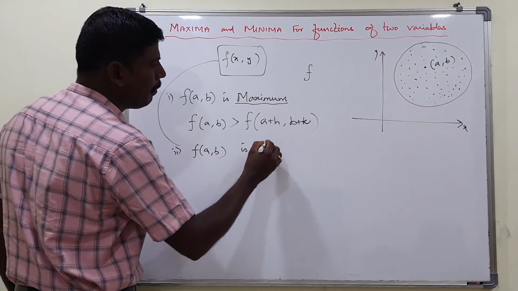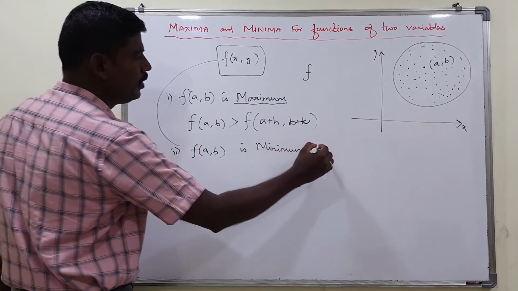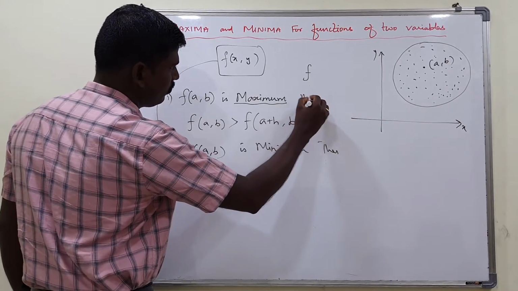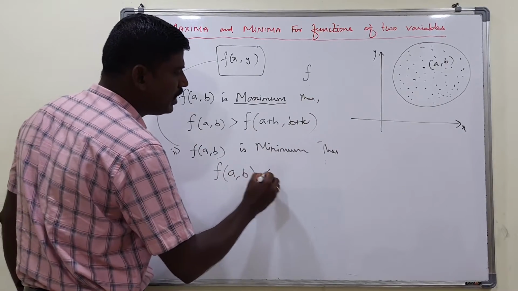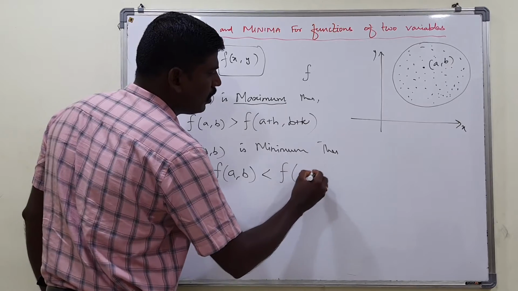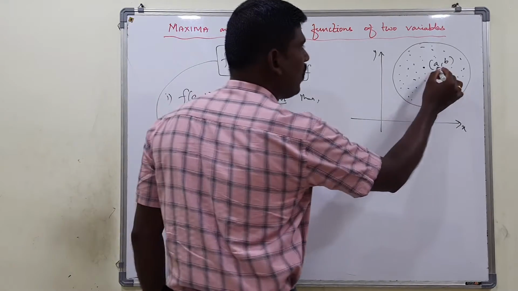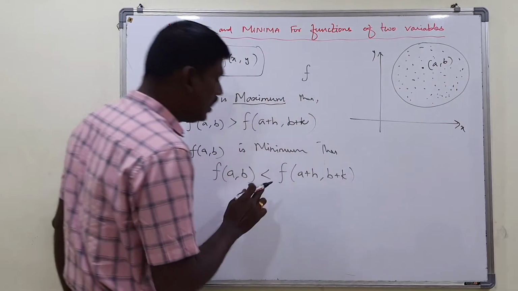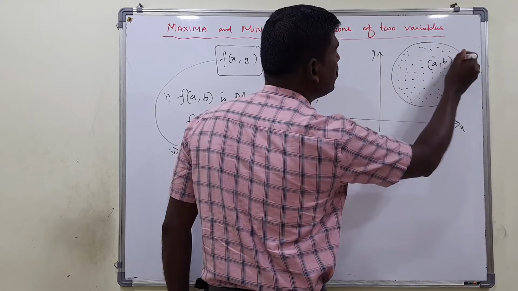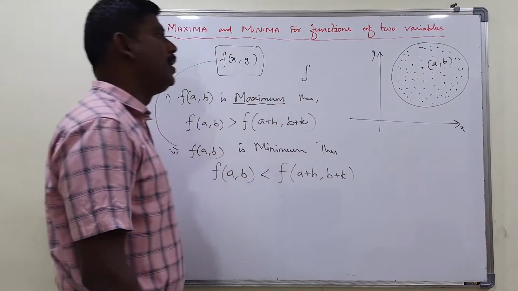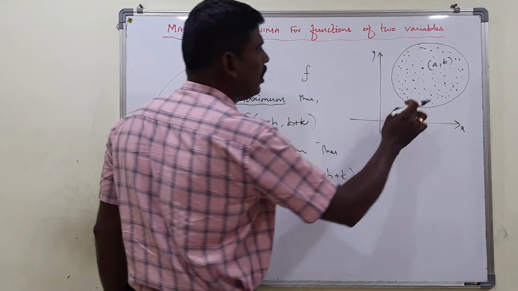Same like that, if f of a comma b is minimum, then the value of f of a comma b is less than f of a plus h comma b plus k. That is, the value of f at the point a comma b is always less than the f value of any point inside the neighborhood other than a comma b. That means f takes minimum value in that neighborhood.